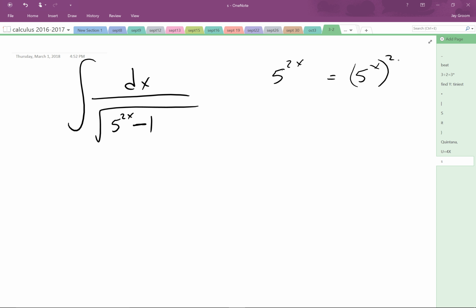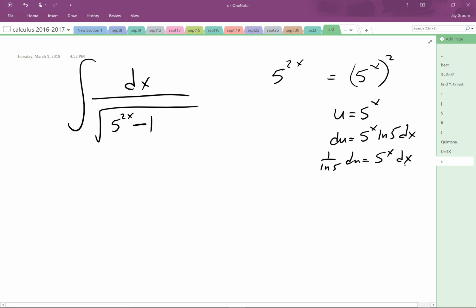Well, somebody might say, we could let u equal 5 to the x, which I totally agree with. And if I did that, then what would I get? I'd get du is equal to 5 to the x ln of 5 dx. That's interesting. And so, hold that thought a minute. I'm not done yet. Then let's divide that over here. So I got 1 over ln of 5 du is equal to 5 to the x dx, yes? Now, there's a problem with that. Do you see a 5 to the x anywhere?